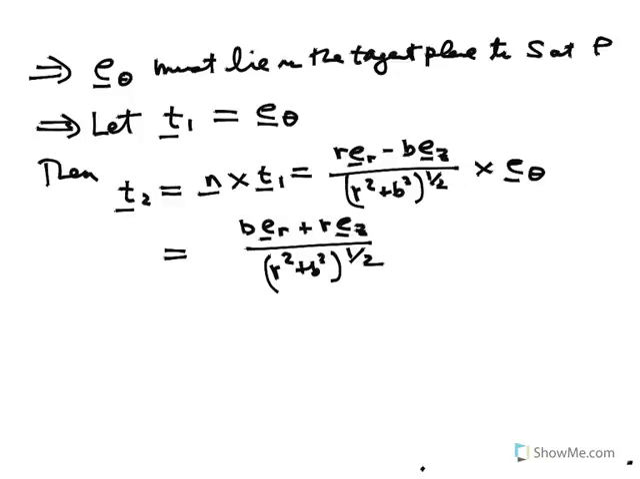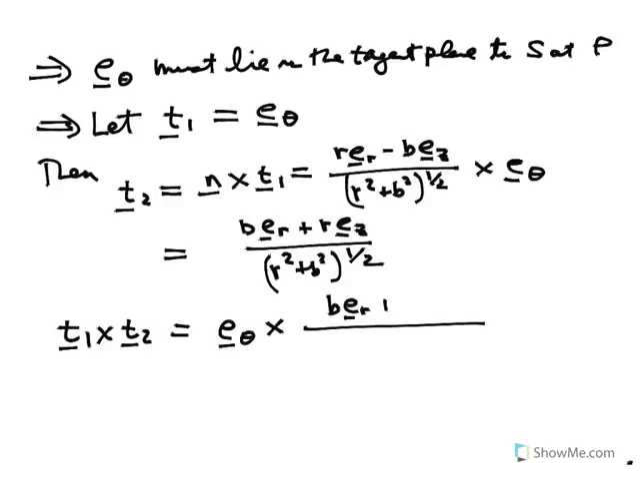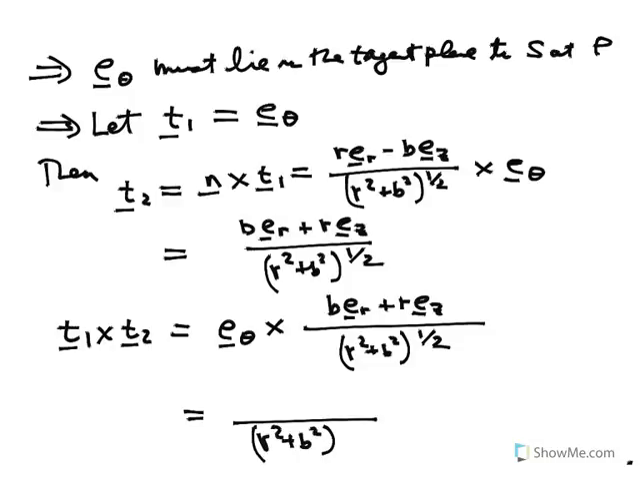Now we can actually check again that these vectors form a right-handed orthonormal system, and we can do that simply by taking a cross product. So what's T1 crossed with T2? Well, T1 crossed with T2 is e theta crossed with b er plus r ez, all divided by r squared plus b squared to the 1/2 in the denominator when I'm all done. And what do I get? Well, e theta crossed with er and e theta crossed with ez. Well, e theta crossed with ez is er, so I get r er.